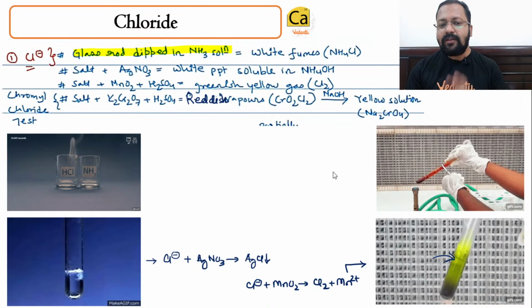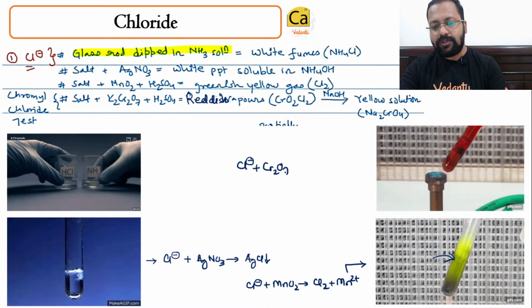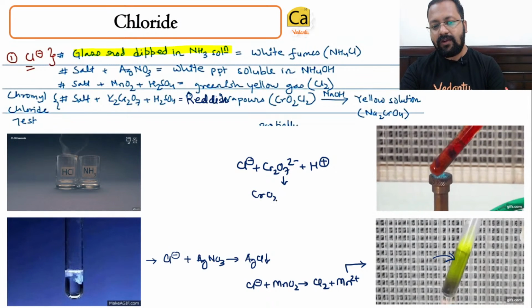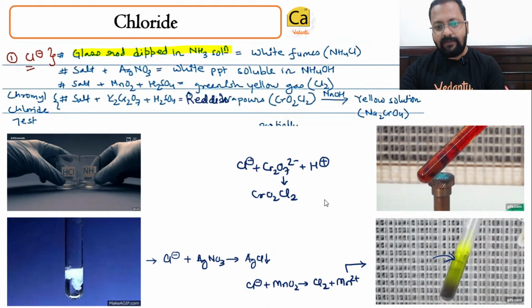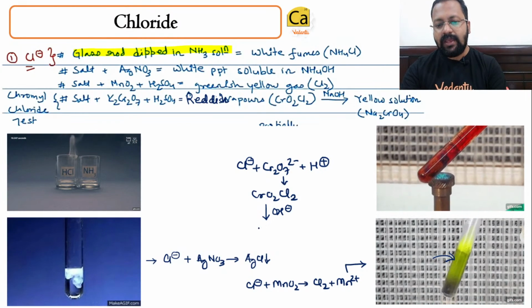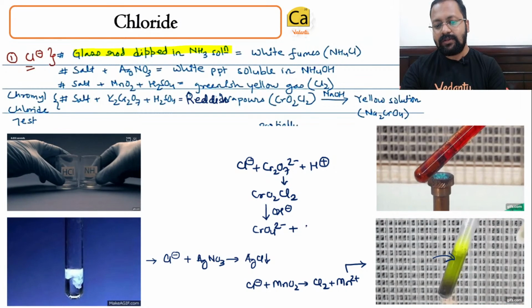Okay, if I were to write the reaction, how would I write the reaction? I would take chloride, dichromate and H+. सिंपल सा रिएक्शन है. मैं यहाँ पे लिखूंगा क्लोराइड प्लस Cr2O7 2- plus H+. This will give rise to CrO2Cl2. Okay, this will give rise to CrO2Cl2. ठीक है, and CrO2Cl2 if made to react with OH- gives CrO4 2- plus Cl-.